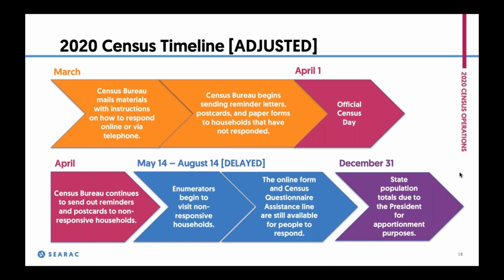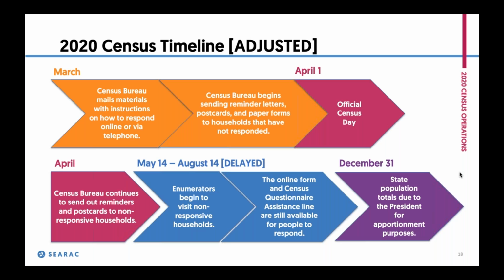So timeline-wise, this is an old graphic that you might recognize from our January community call. It's just been tweaked a little bit based on some of the new updates. As you can see, enumerators visiting non-responsive households has been delayed to May 14th, and the deadline to respond is now extended to August 14th.